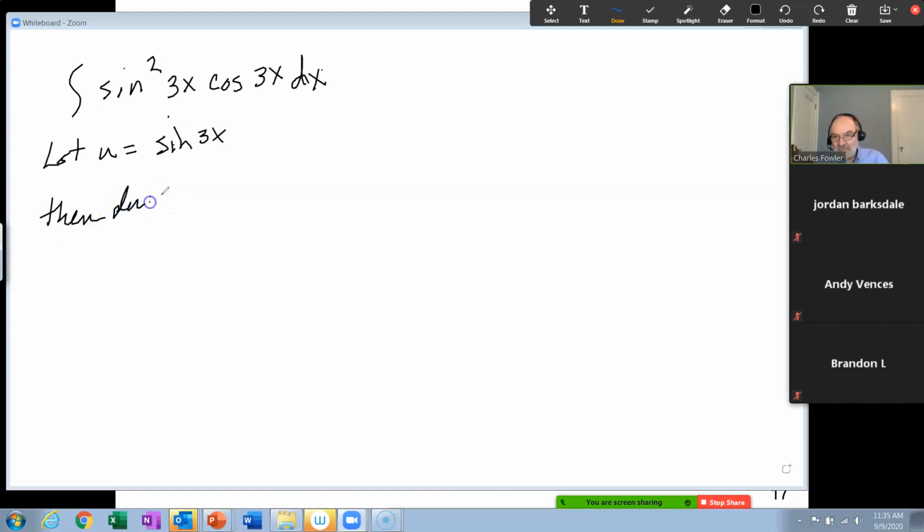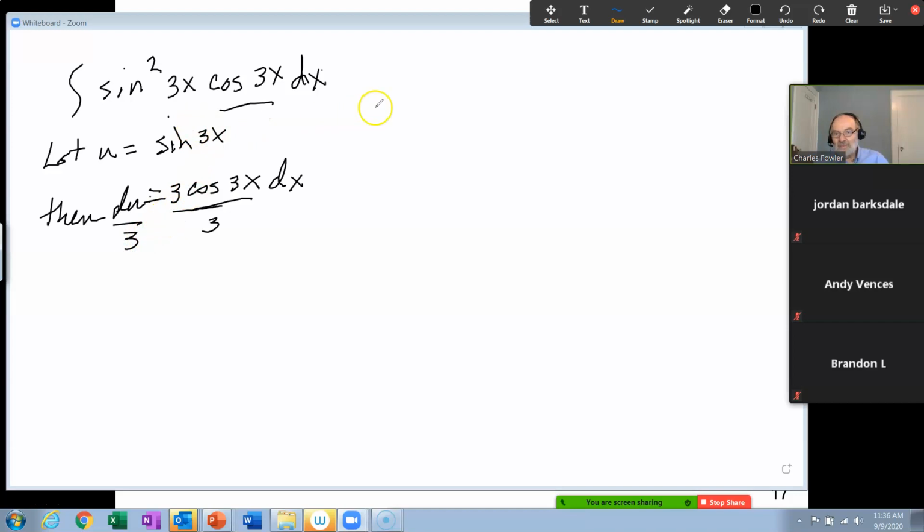Then du is equal to, what's the derivative of sine of 3x? Anybody? Derivative of sine is cosine, but because this is a composite function, then the inner part, chain rule, would be a 3 on the outside. And then there's your dx. And sure enough, that's where the cosine 3x comes into play. Now, we don't need a 3 there, so let's divide that out over here.